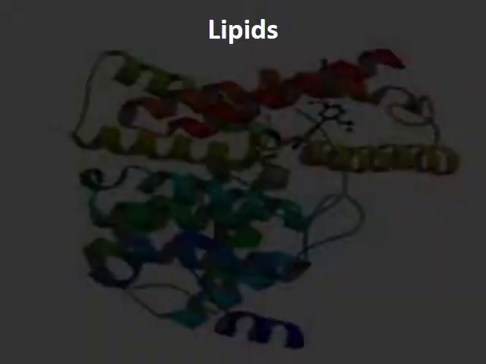Okay, so that's it for proteins. So we've talked about water and why it's important. We've talked about proteins, the different types and things that they do. So we only have two more things to talk about. We're going to talk about lipids, and we're going to talk about our carbohydrates.